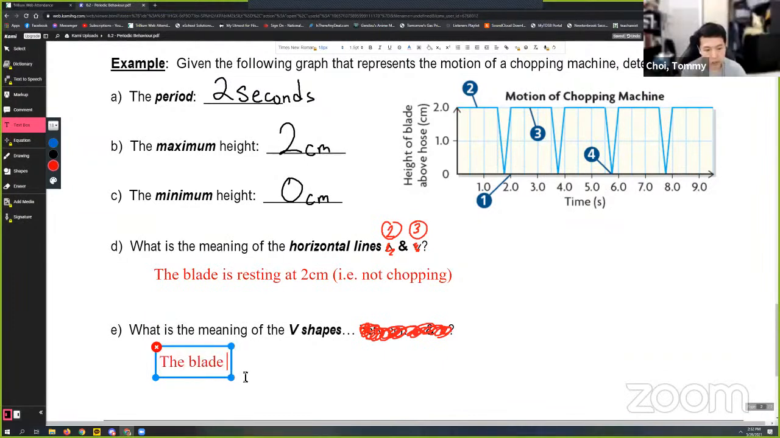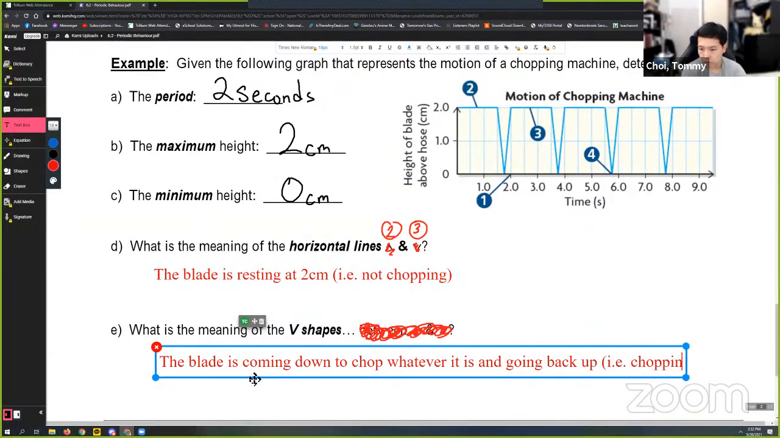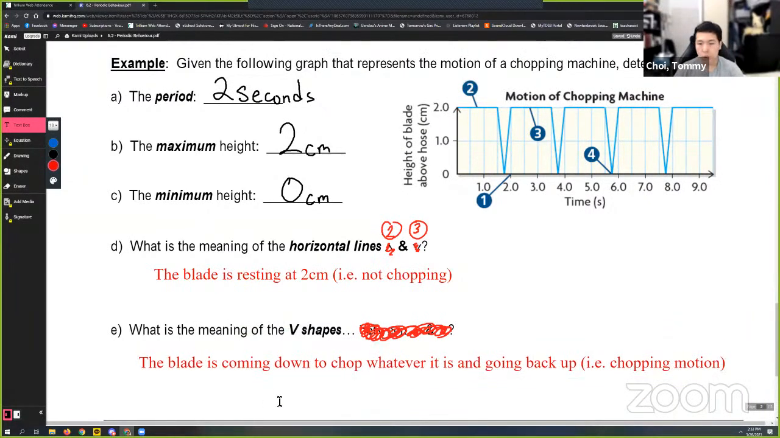Yes, the blade is coming down to chop whatever it is and going back up. Right? The chopping motion. Okay. So that's what those two shapes mean. It goes down and then comes back up, right? Slams down, comes back up, rests there until the next piece, and then keeps going in a repeating pattern. So that's the context here.